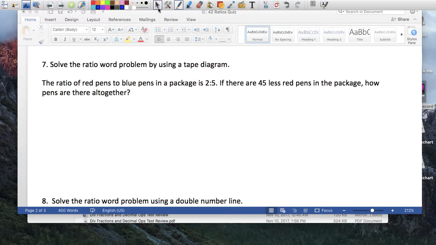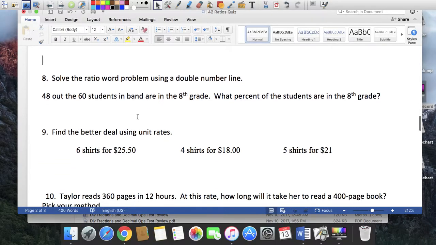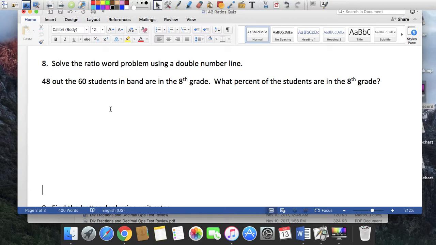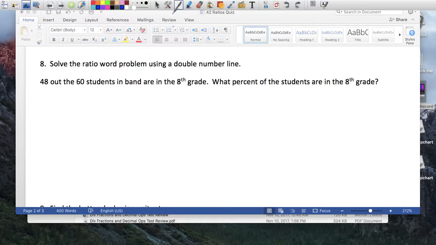Plus 8. Solve the ratio problem using a double number line. My not favorite. Yes, I have favorites, and this is not one of mine. So let's set up our double number line. So here's my first double number line.